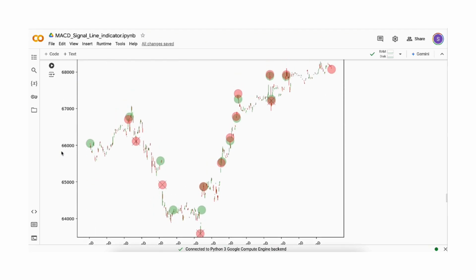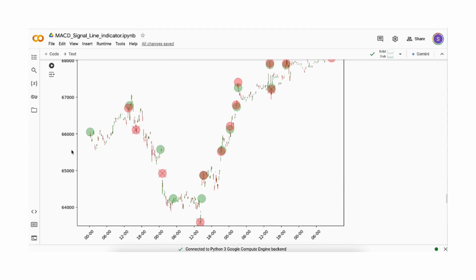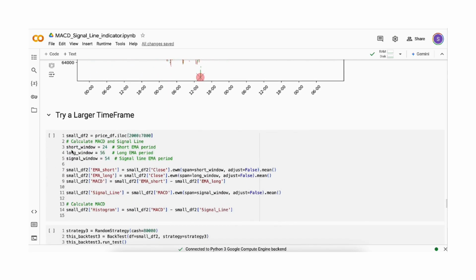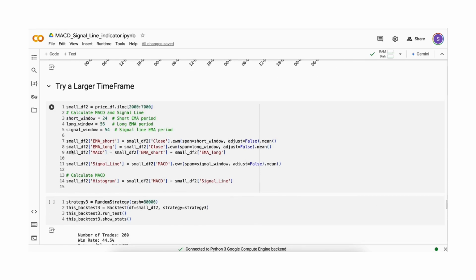So this is the visualization of all the trades we took with the MACD strategy. In this case, I don't think the visualization adds a lot of intuition about when it did the buy and sell. What makes things more clear is if we try a larger time frame. So that's what we did here.